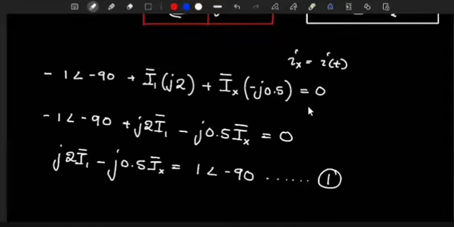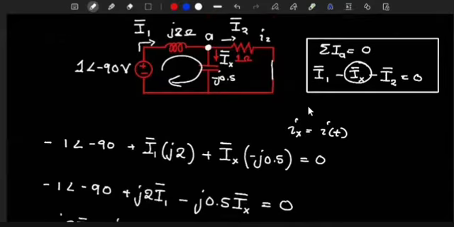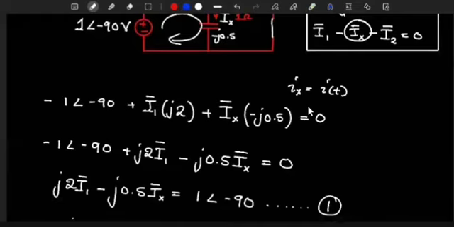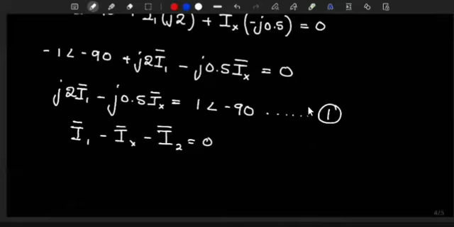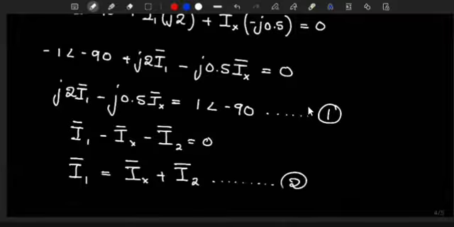Now we move on to the second loop. Oh, remember we already had this one here, right? And from this one we had I bar 1 minus I bar x minus I bar 2 is equal to 0. So here we can say that I bar 1 is actually equal to I bar x plus I bar 2. Let's keep this as number 2.